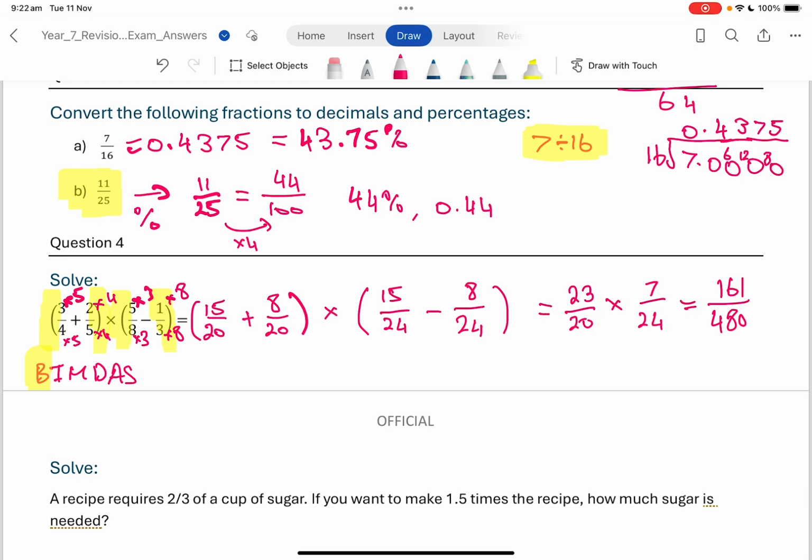This would be one that you could check on your calculator if it simplifies. Don't think it will though. No, that is as simple as it goes. So that is our answer.